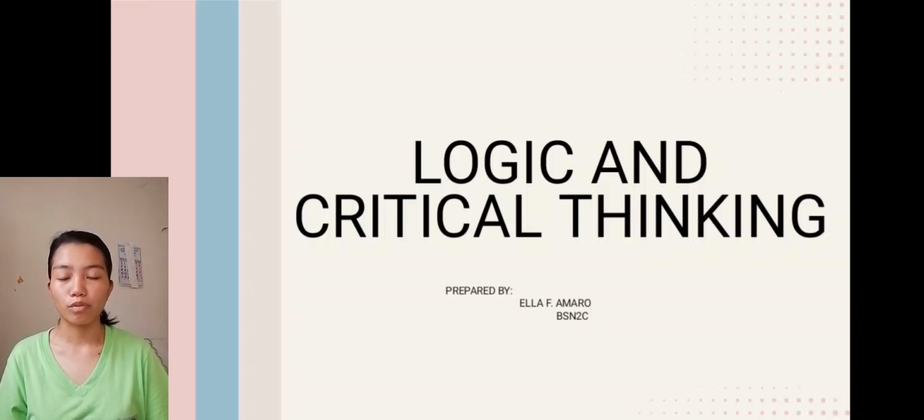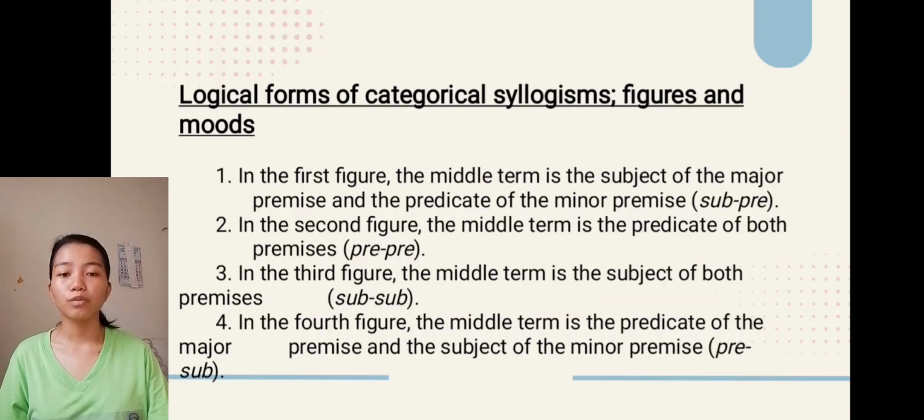The logical forms of categorical syllogism, which are the figures and moods. In logic, a categorical syllogism consists of three categorical propositions: a minor premise, a major premise, and a conclusion. Each proposition is a statement about the relationship between two categories or classes.